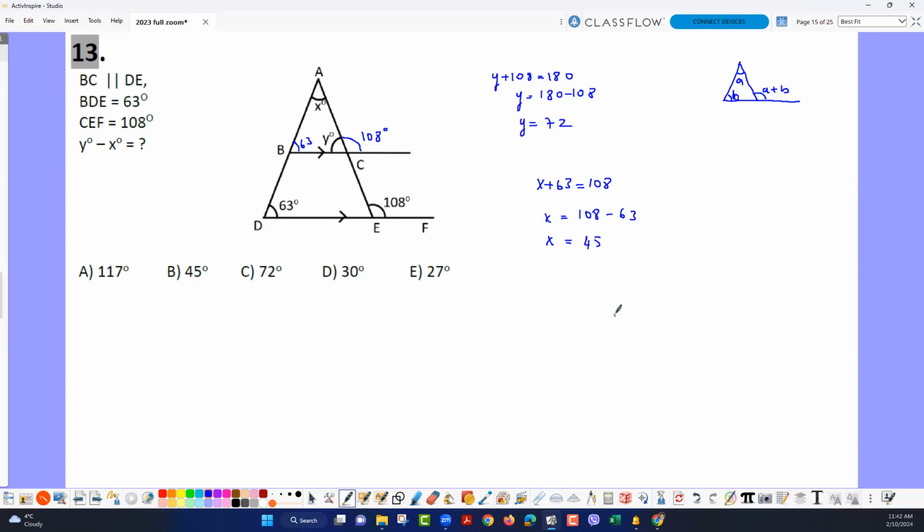Okay, then we are going to find what is 72 minus 45. Here, it's going to be y minus x. We have to find it. It's going to be equal to 72 minus 45. And that's equal to, if it is 30, it makes 75, so it is 27. 27, it should be. The answer is E.